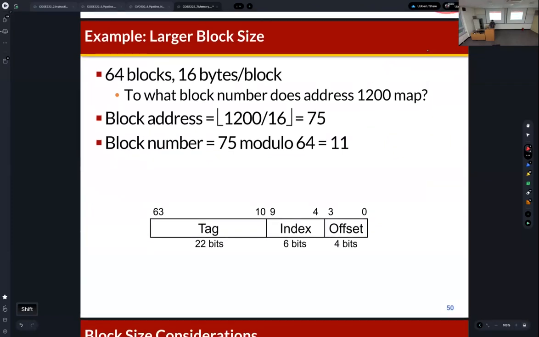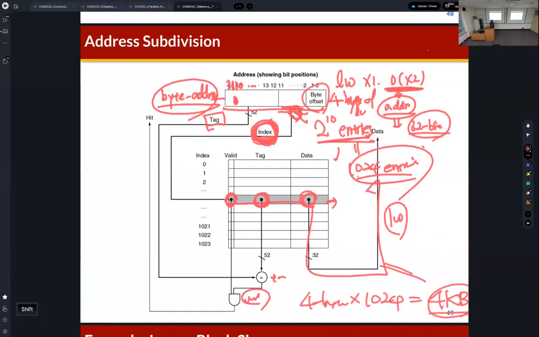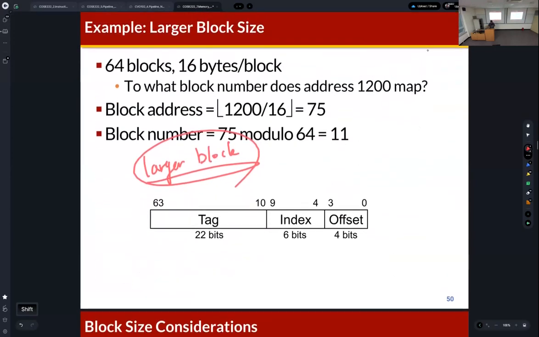But we may use a larger block. What does it mean? In this example, the size of a single cache entry is 4 bytes. But we can set the size of a single cache entry to a larger size, like 8 bytes or 16 bytes. It's also possible. Okay. So what is different? The large block size. So, okay.